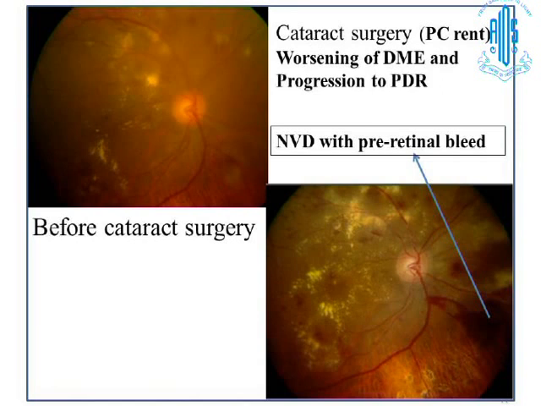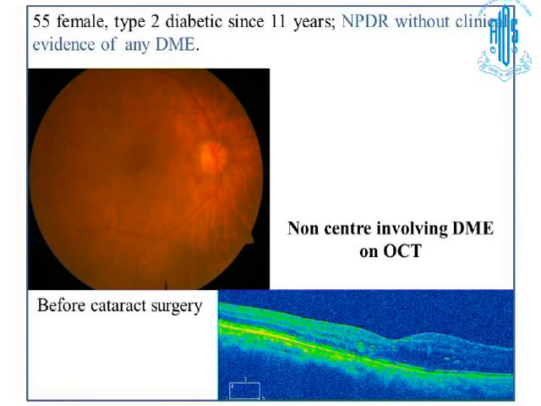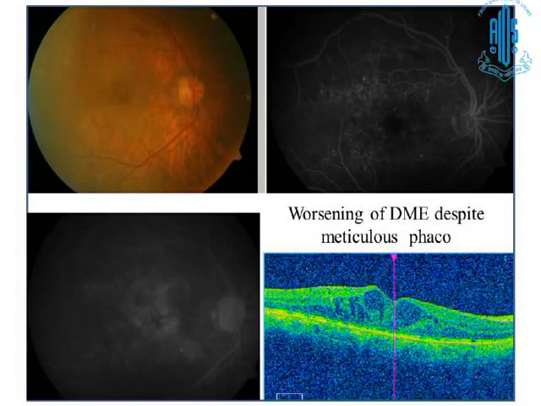This is a 55-year-old female patient, type 2 diabetes for the last 11 years, with non-proliferative diabetic retinopathy. It shows that on OCT there was no center-involving DME. There was worsening of DME despite meticulous phacoemulsification.